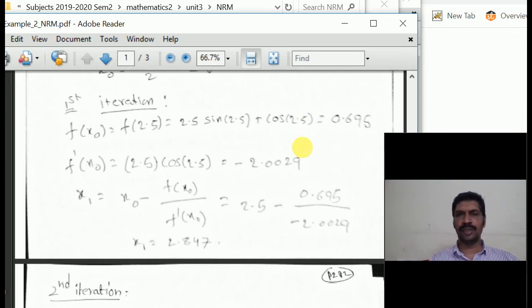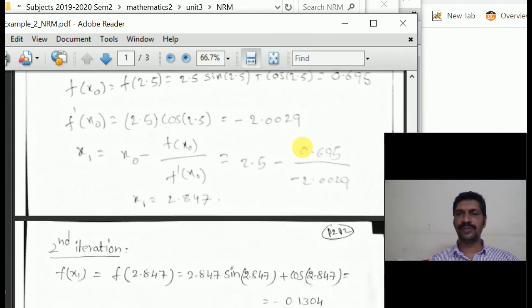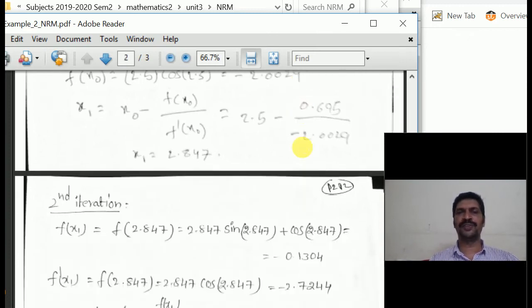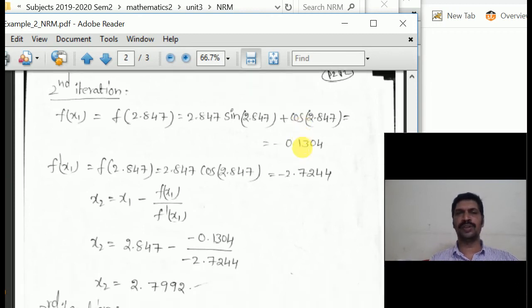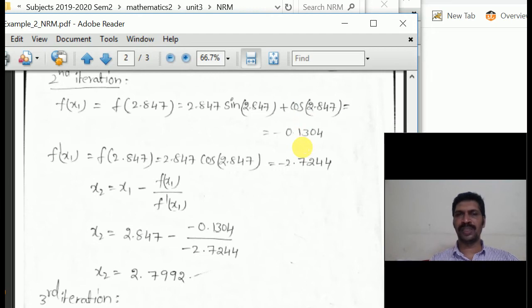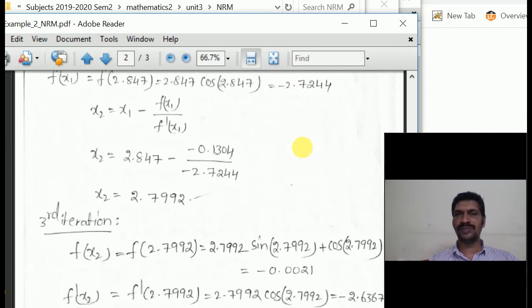Using the x1 value, we will compute the x2 value. We have to compute f of x1, f dash of x1, and x2 equal to x1 minus f of x1 by f dash of x1. f of x1 is minus 0.1304, f dash of x1 is minus 2.7244. Using the formula x2 equal to x1 minus f of x1 by f dash of x1, we get x2 equal to 2.7992. Next, using the x2 value, we will start the process for the third iteration.